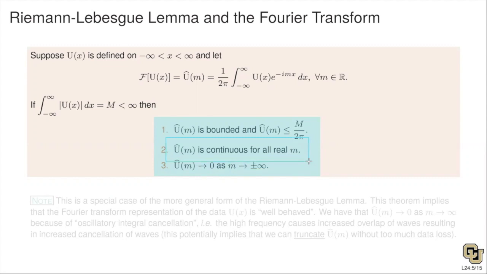In particular, continuity is required to apply Maclaurin series, Taylor's theorem. So if we want to do any approximation of U hat of m, having continuity is nice. If U of x is our data and it's not very nice, its transform is nice in the sense that it's continuous. And then we have this oscillatory integral calculation, which also gives us the result that if you restrict the domain of U hat of m, instead of going from minus infinity to infinity, you go from minus capital M to capital M, hopefully we're not losing too much information at the tails.